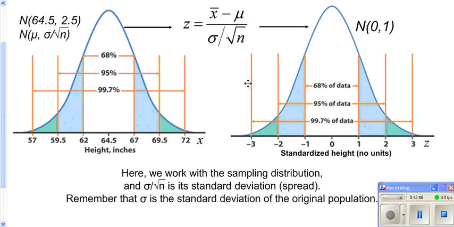Once again, we will need to standardize our data. To do that, it goes back to the Chapter 3 material on z-scores, taking your x bar minus your mean over your standard deviation divided by the square root of n. And once again, your z-score tells you the number of standard deviations you are above or below your mean.